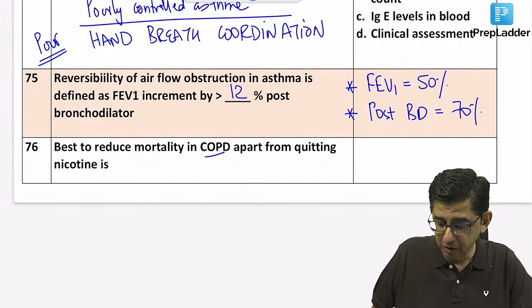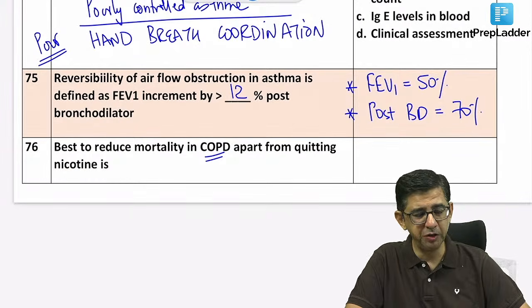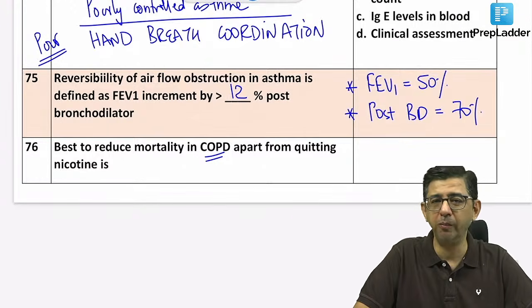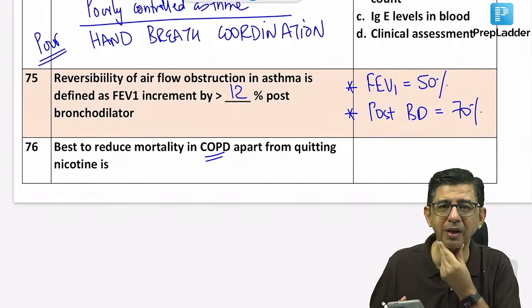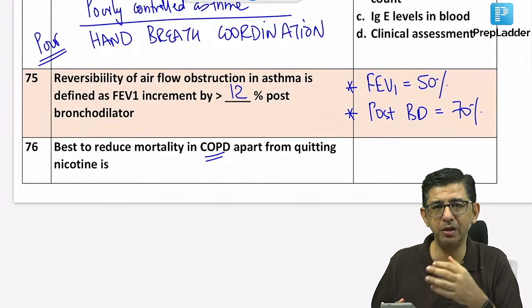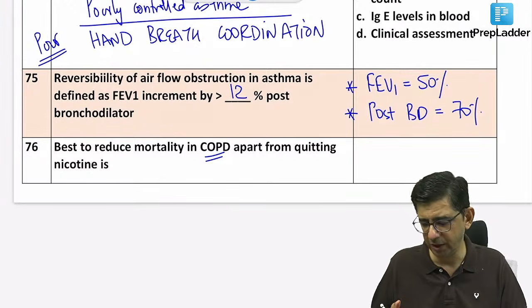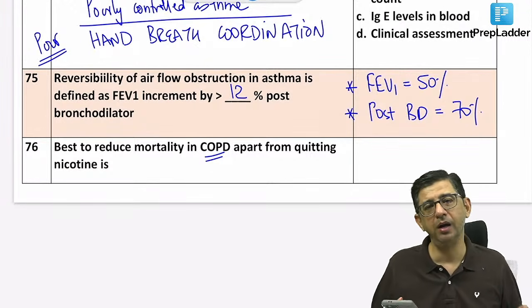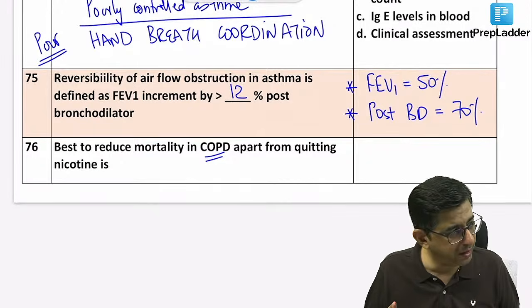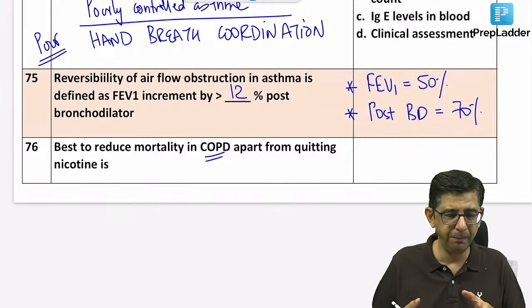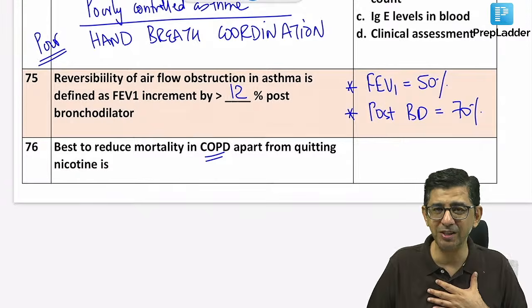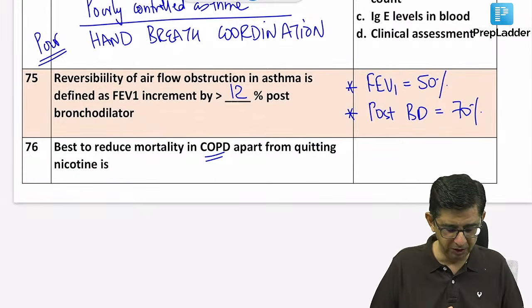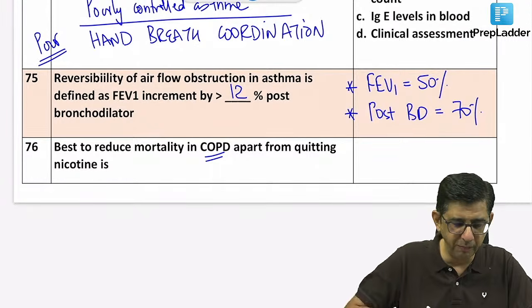The next concept is on COPD. He says, what is best to reduce mortality in COPD apart from quitting nicotine? Obviously, you will tell the guy to stop taking nicotine, understandable. But over and above this, what is the main treatment for COPD patients? For asthma, it's mainly drug support that has to be given. But in COPD, because the lung damage is extensively present, what is the main intervention that would be helping in this patient? Oh, vaping will not be helping.